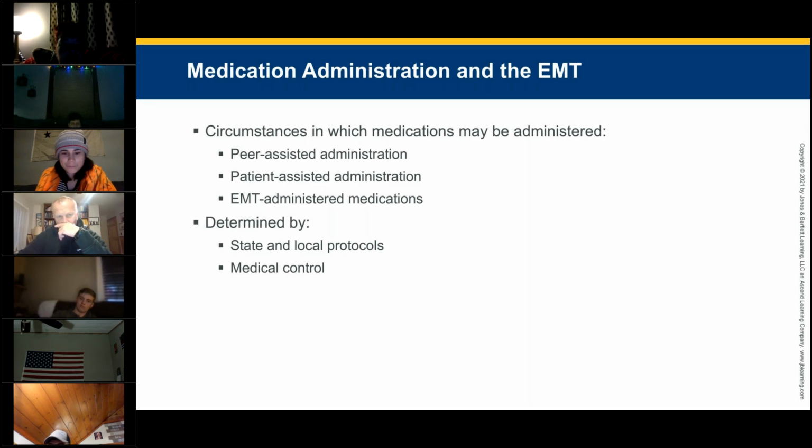Patient-assisted medication is when you assist the patient with administering their own medication. For example, if they have an EpiPen, if they have their own nitroglycerin, or if they have their own metered dose inhaler, you can assist them with their own medication. EMT administered medications are directly administered by you. The patient might be confused, they might be unable to understand the need for the medication. For example, if you were going to give them oral glucose or oxygen. Medical control, state guidelines, and local protocols will determine when an EMT can administer medications.